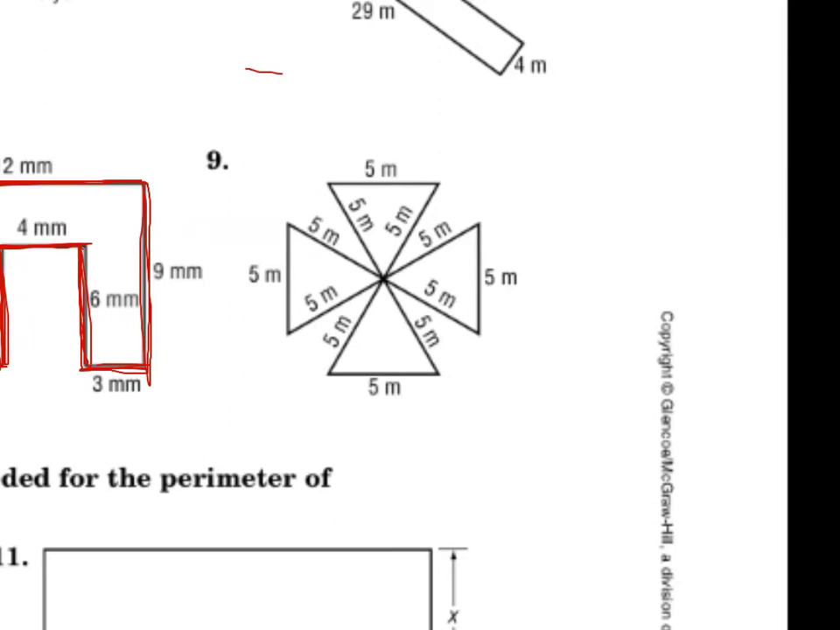Okay, and then there's this one. All of these triangles are the same. So if you can find the perimeter of one of the triangles, then you have 1, 2, 3, 4 triangles. And the perimeter is going up and around, all the way around. Okay? Now you can do that.